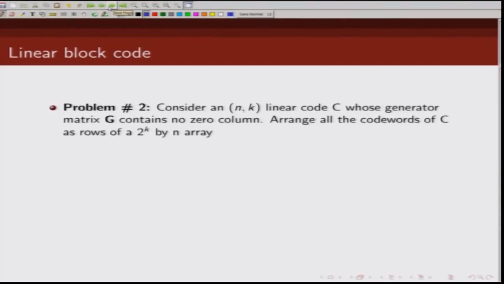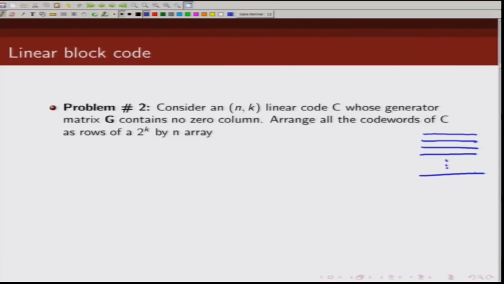The next problem that we will look at is as follows. Let us consider a linear (n, k) code C whose generator matrix contains no zero column. Now arrange all code words of this linear code C as rows of a 2 raised to the power k by n array. So what we are doing is arranging the 2^k code words like this in an array.